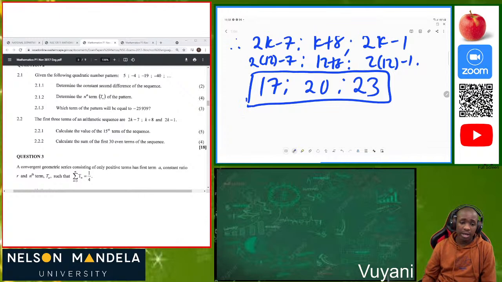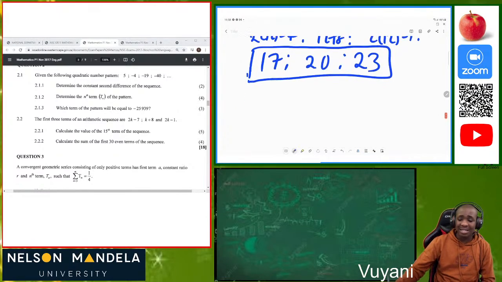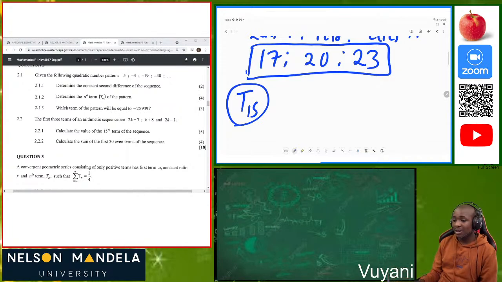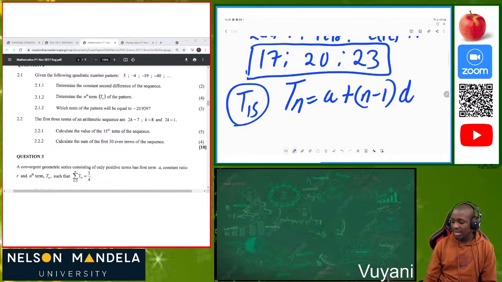So this is our sequence. Okay, now we are asked to calculate the value of the 15th term. In other words, we want T15. Since this is an arithmetic sequence, we always know that our Tn will be equal to a plus n minus 1 times our constant difference. So what is our constant difference in this case?